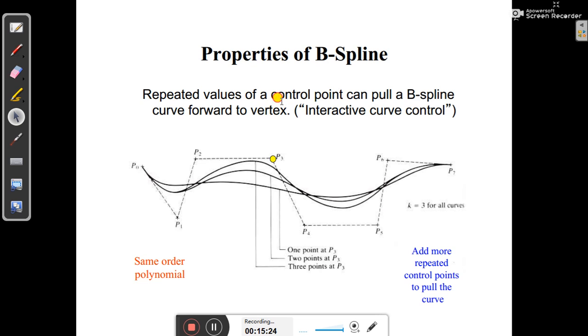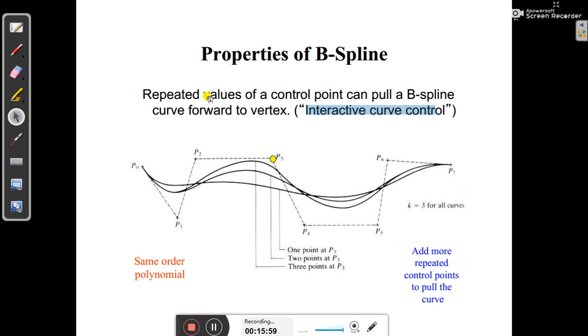Repeated values of a control point can pull a B-spline curve forward to the vertex. So we can say that this is interactive curve control. Here you can see P0, P1, P2, P3, P4, P5, P6, P7 and K equal to 3. Add more repeated control points to pull the curve: 1 point at P3, 2 points at P3, 3 points at P3.